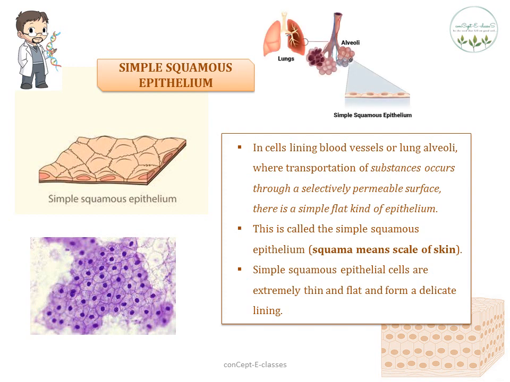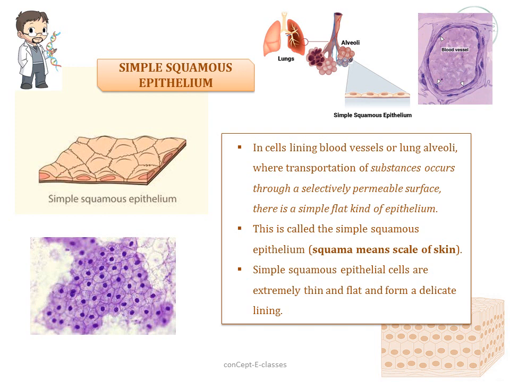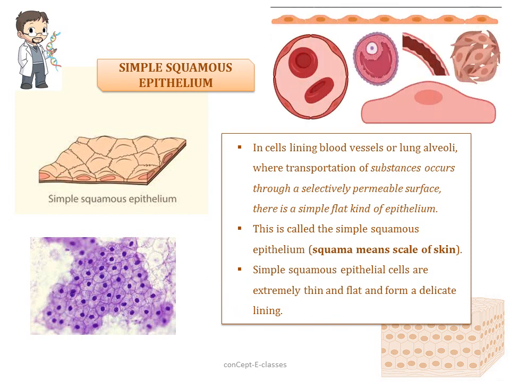Now in cells lining the blood vessels or lung alveoli, where transportation of substances occurs through a selectively permeable surface, there is a simple flat kind of epithelium. That epithelium is the simple squamous epithelium. Squama means scale of the cell. The simple squamous epithelium cells are very thin and flat, and they form a delicate lining. They can be found, as we said, in the cells lining the blood vessels, in the air sacs of the lung alveoli, and in the lining of the heart or lymph vessels as well.